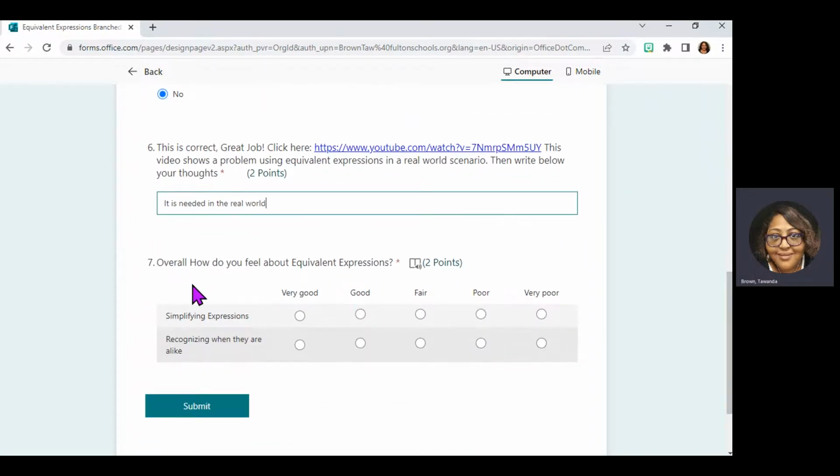And so then they can tell you overall, how do you feel about equivalent expressions? I just used the generic template that was in Forms as one of the selections to put this in and put these two categories. So they can say, oh, simplifying expressions, it was good. And now I think I can recognize them pretty well. And then they can submit.